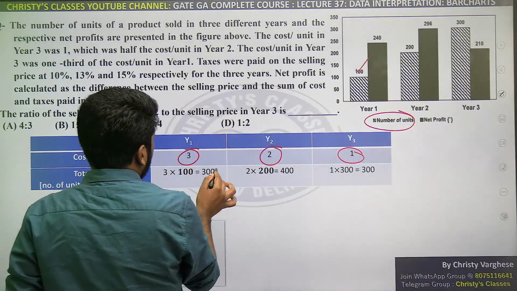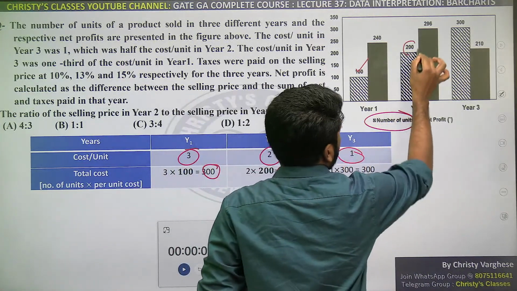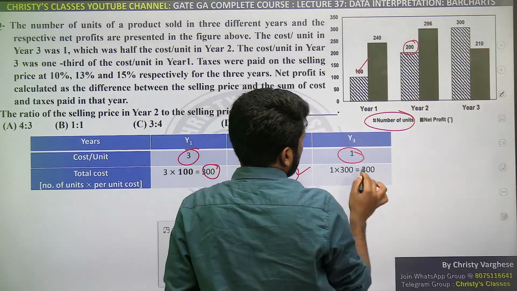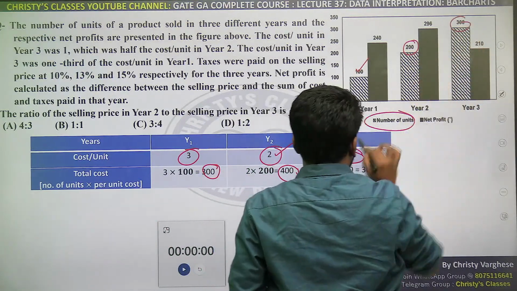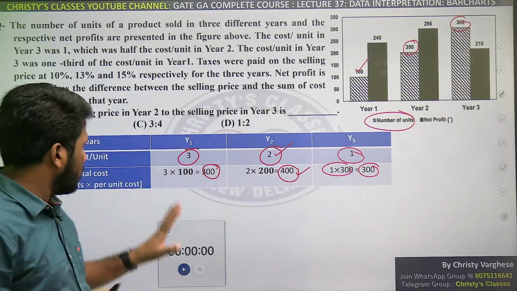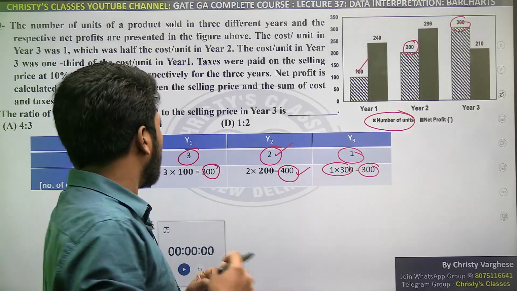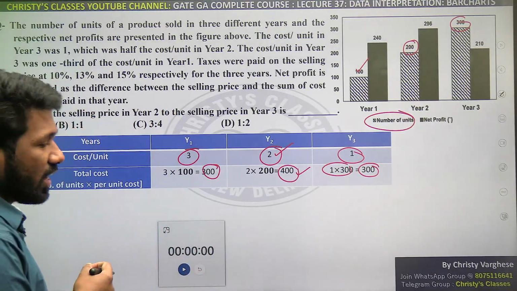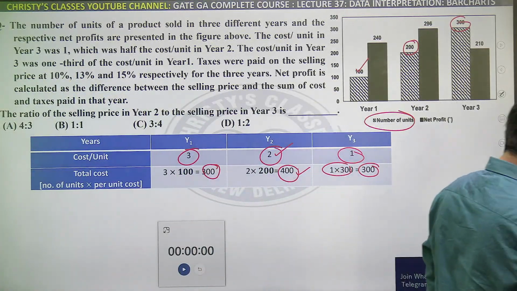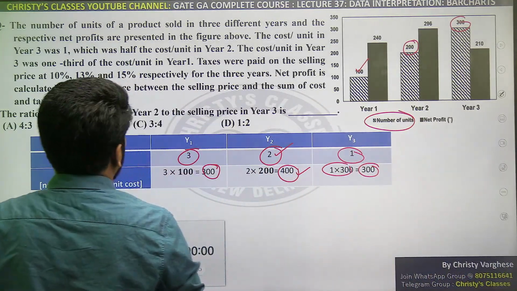So 300 will be the total cost in year 1. 400 will be the total cost in year 2 because 200 units and per unit 2 rupees. 400 total cost. And 300 units, per unit 1 rupee. So 300 into 1, 300. All of you respond. Is this clear? The easy part is over. Now is the calculation part. Is this clear to all of you? Okay. Now if that is clear, let's go forward.